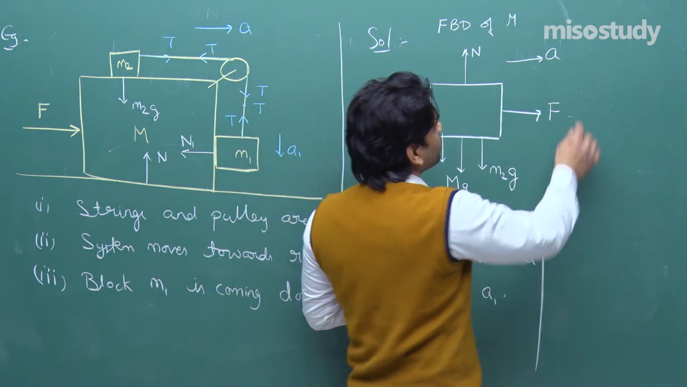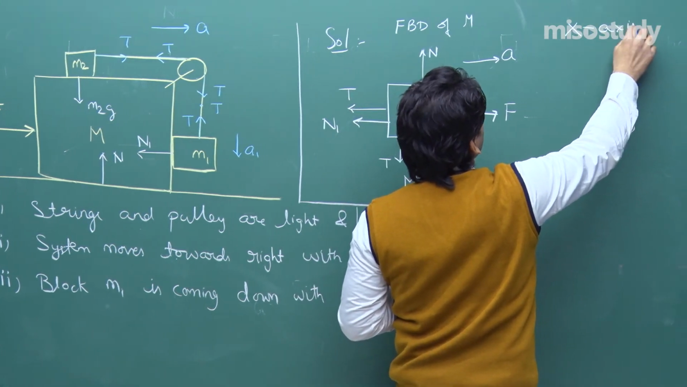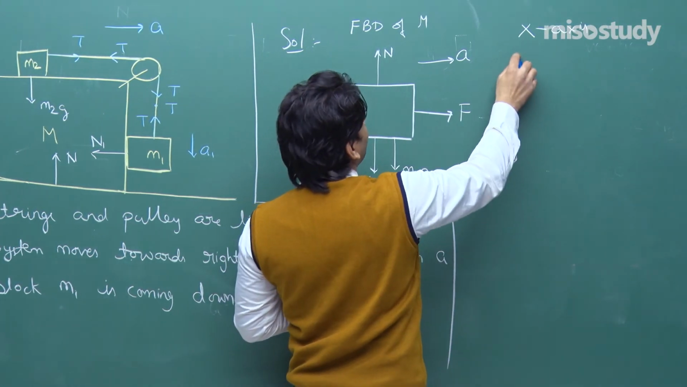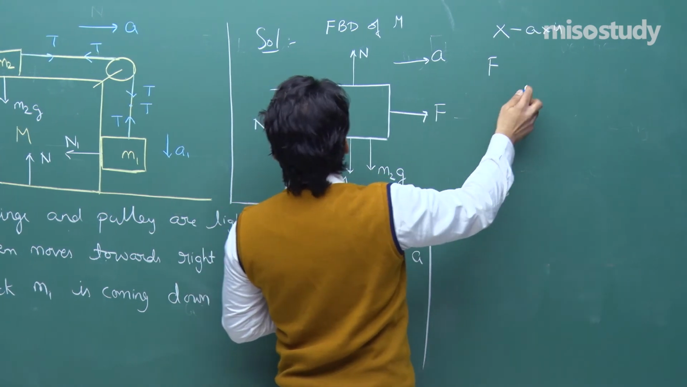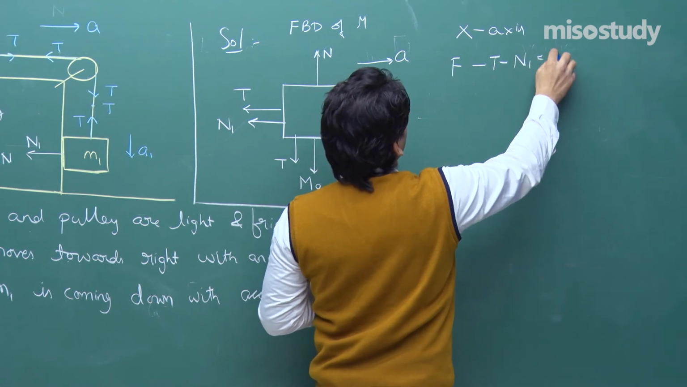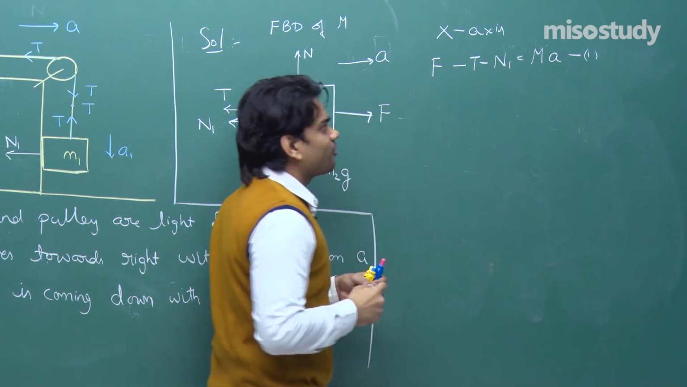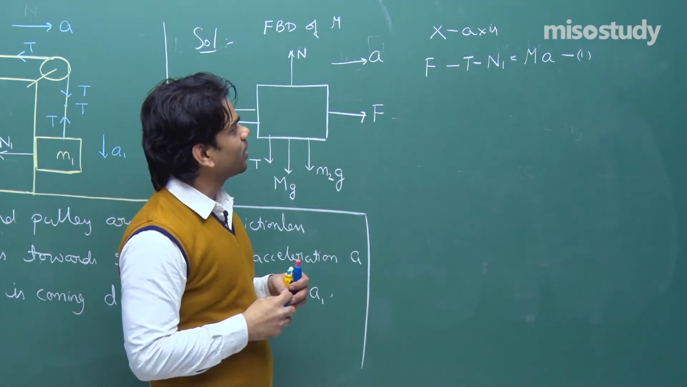So equating forces along x-axis, that is along the motion, I will be having F minus T minus N1 is equal to capital M into A. This is equation number 1. F minus T minus N1 will be equal to M into A.